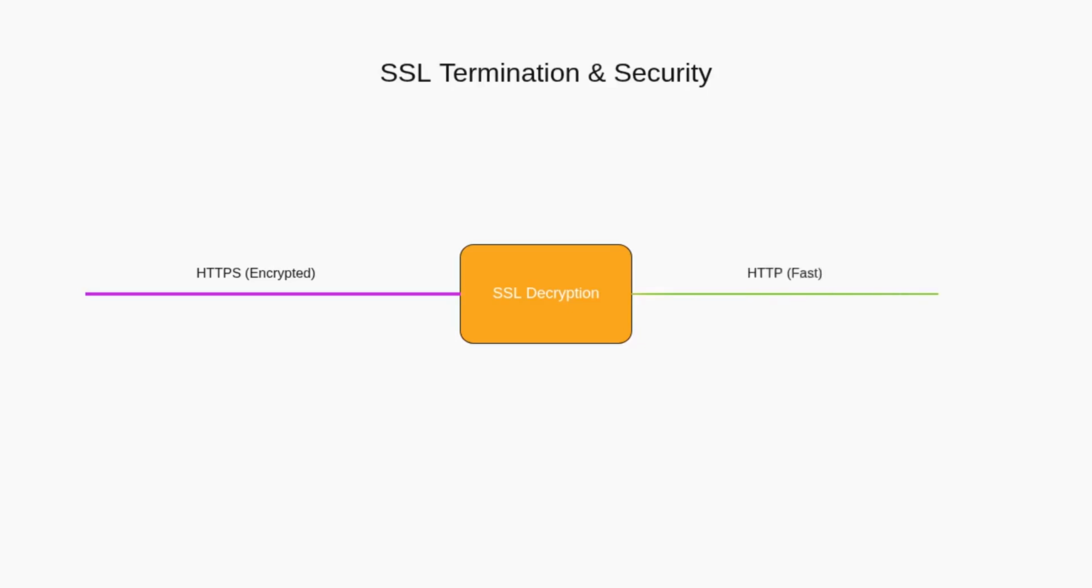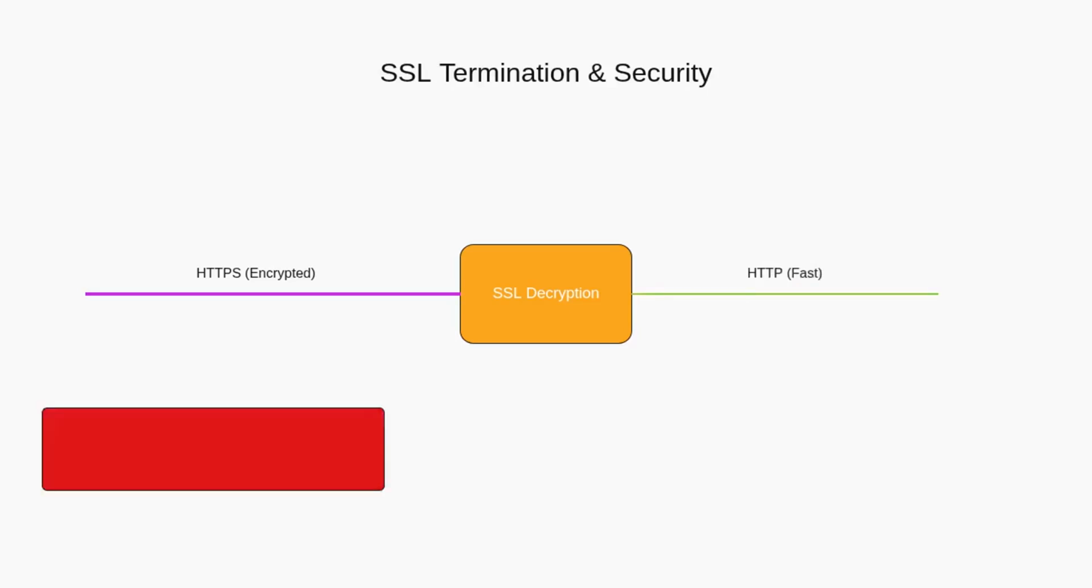Additionally, load balancers act as a first line of defense against DDoS attacks. They can filter out malicious traffic, block suspicious IP addresses, and ensure that only legitimate requests reach your actual application code, keeping your data and your users safe from external threats.